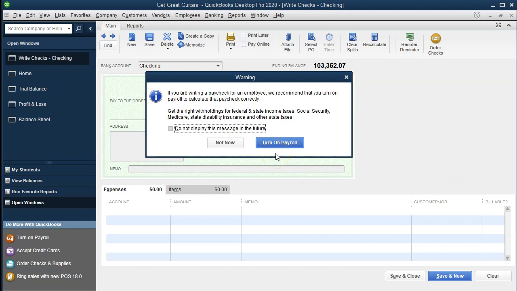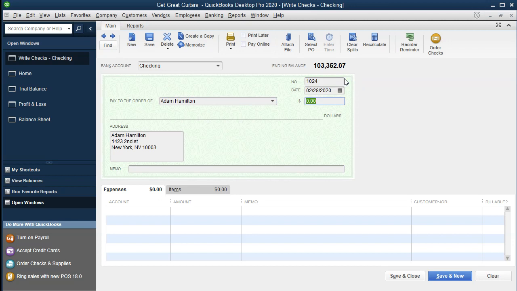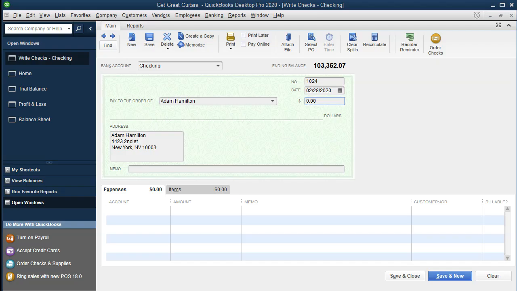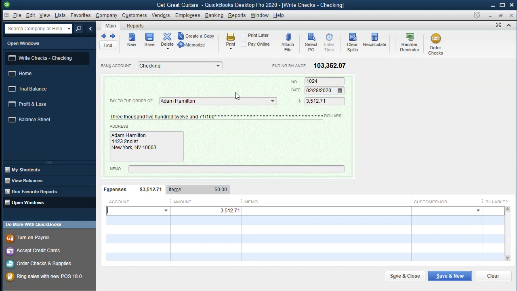QuickBooks is going to say, hey, do you want to set up the payroll and whatnot? And we're going to say no, because we're doing the free version. We're just setting this up now. And so the amount is going to be the net check. This is going to be for the net amount, which is either here or here. We're going to make the net check. Net check is going to be the 3,512.71. That's how much Adam actually gets.